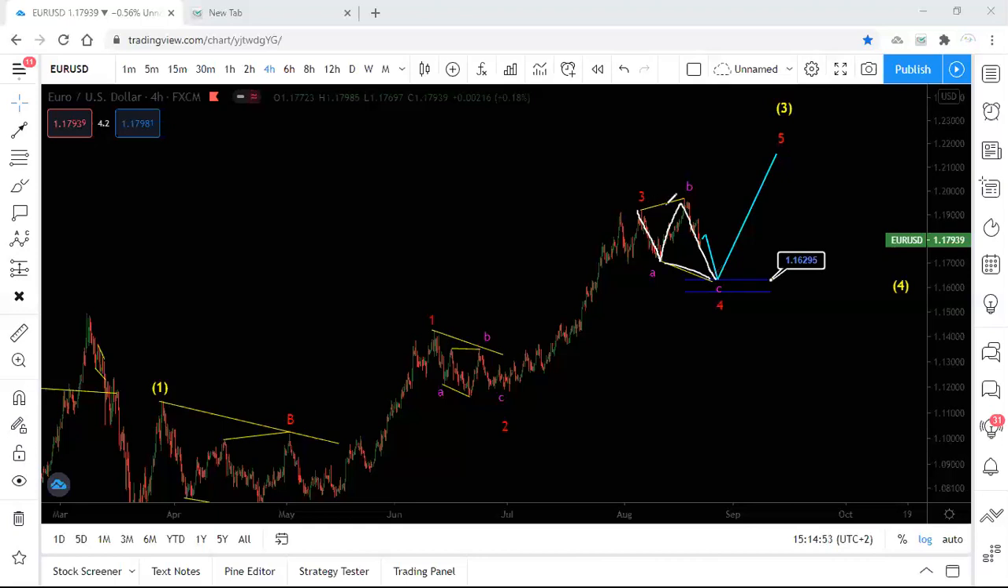After this expanded flat is complete, we might see this going upside for wave 5 red. That is completing the wave 3 that we're looking at.